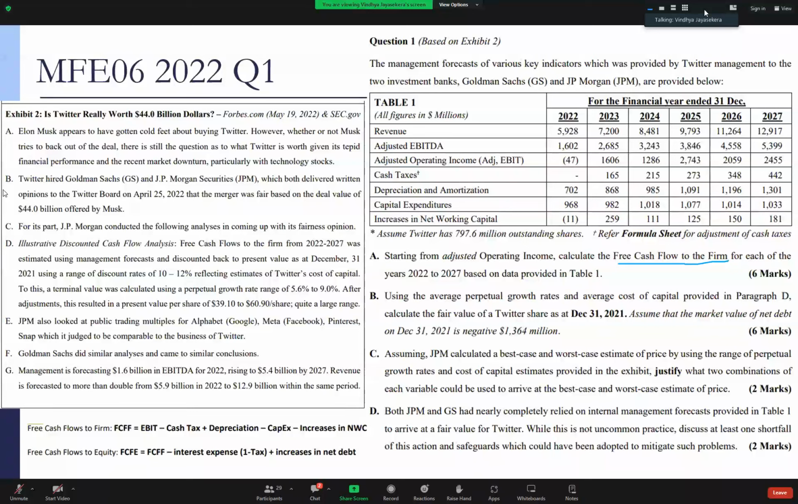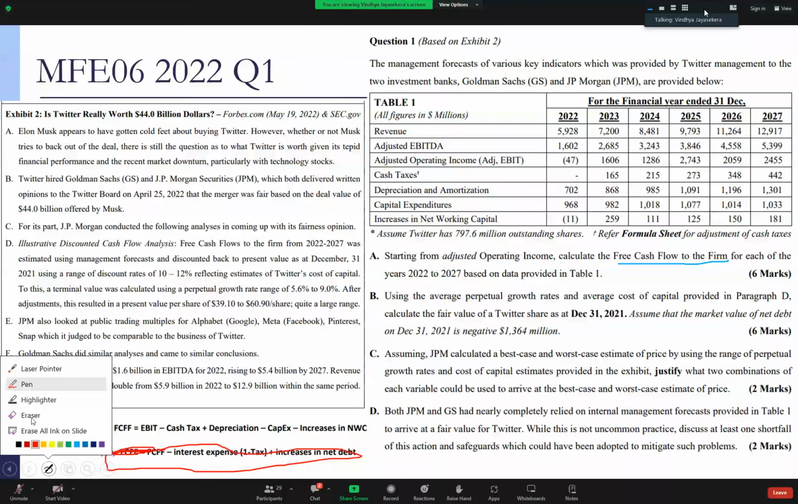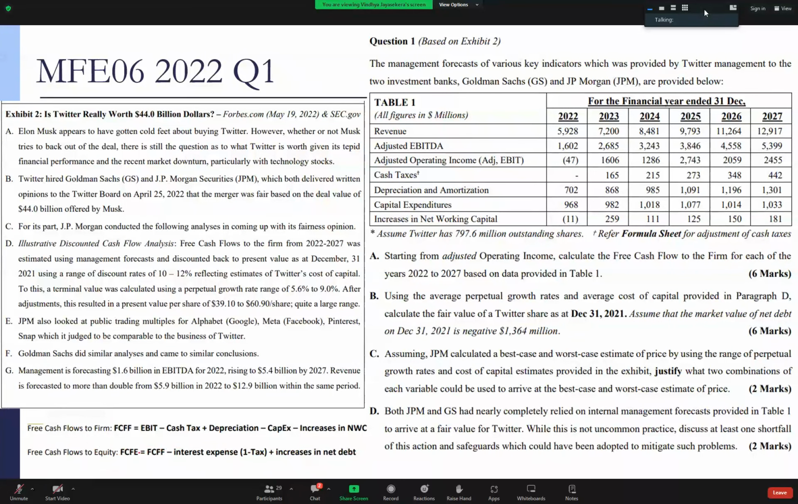So how do you come up with this set of values? It's asking free cash flows to the firm. So I look at my formula sheet, free cash flows to the firm. I don't need free cash flows to equity. So this formula is not relevant, right? That's not relevant. What I need is free cash flows to the firm.